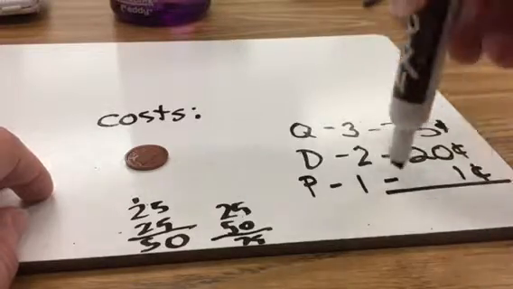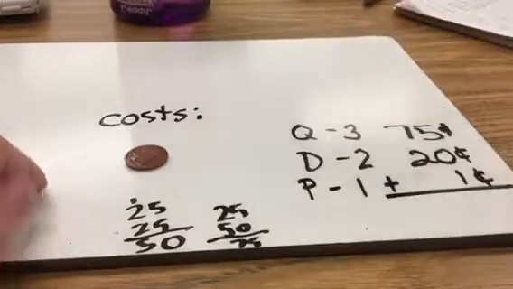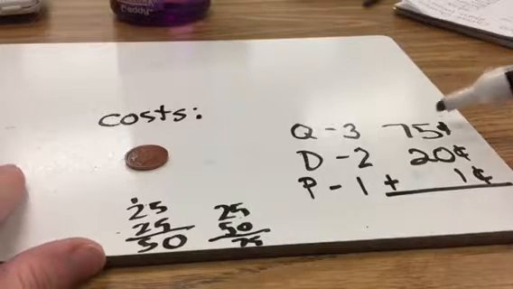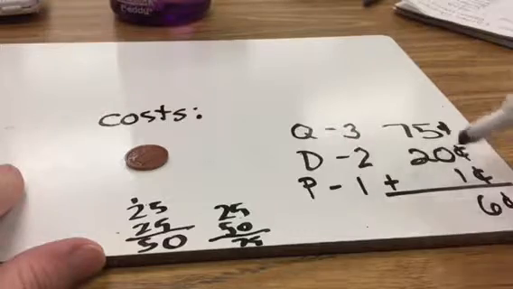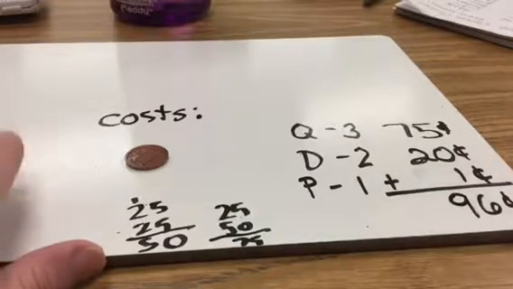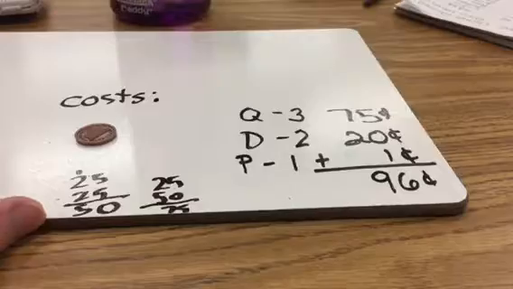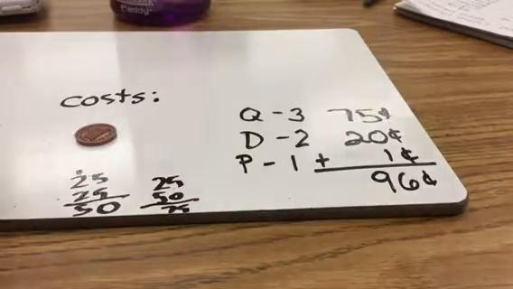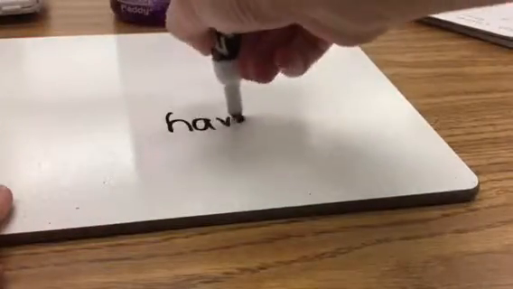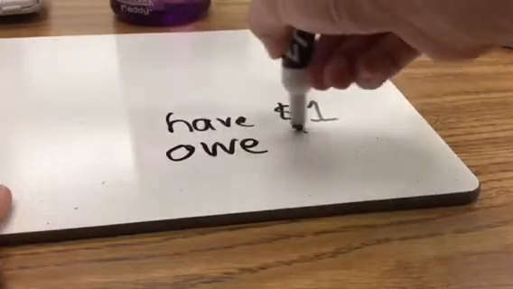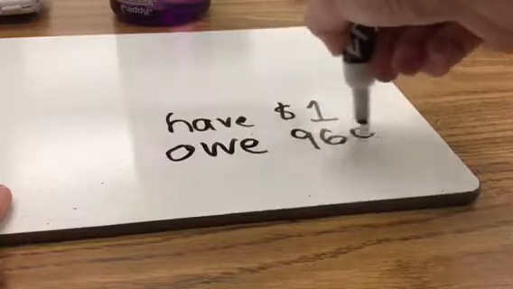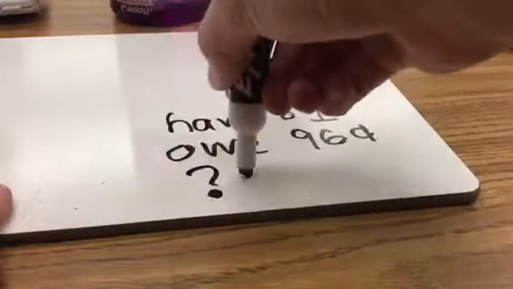So let's figure out the total amount that the item costs. 5 plus 1 is 6, 7 and 2 is 9. So I know that whatever it was that I bought, maybe a pack of gum, whatever, it costs 96 cents. So I have $1. I owe 96 cents, and I want to know what's my change.